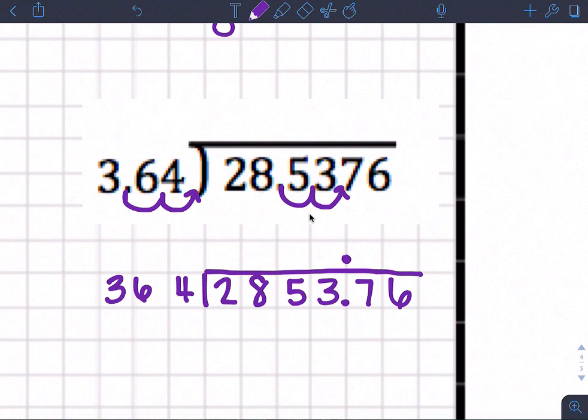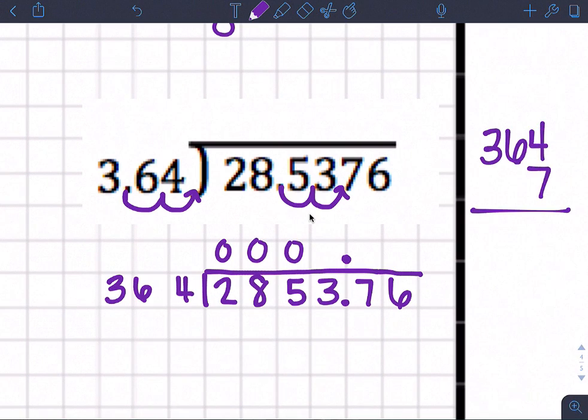So don't want to forget my decimal. Does 364 go into 2? No. Does it go into 28? No. Does it go into 285? No. Does it go into 2,853? Yes, it does. So I'm not sure how many times the 364 goes into 2,853, but I'm going to guess somewhere around 7 times. So I'm going to do 364 times 7 just to see where that gets me.